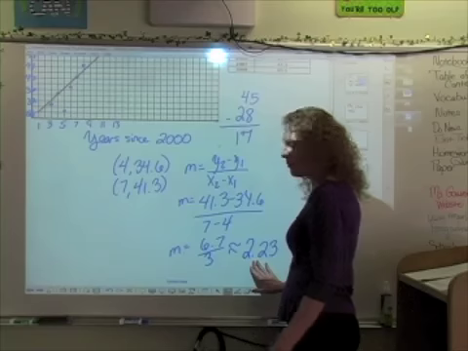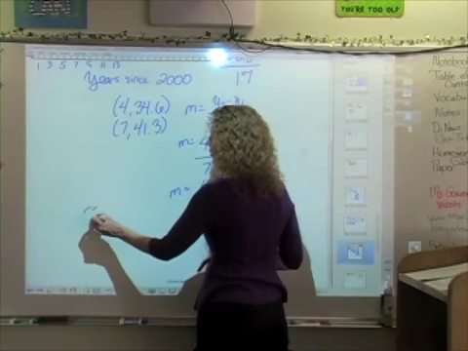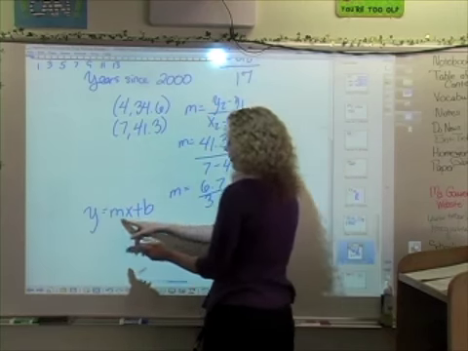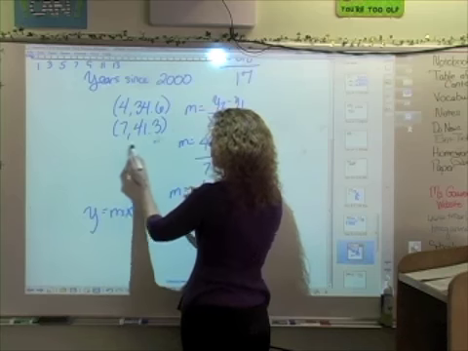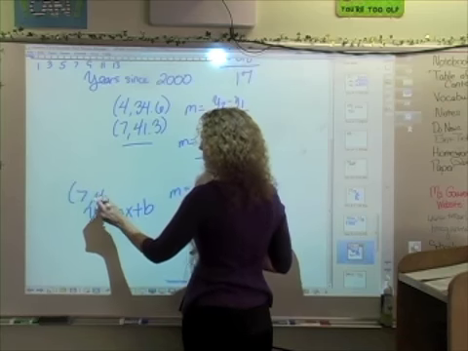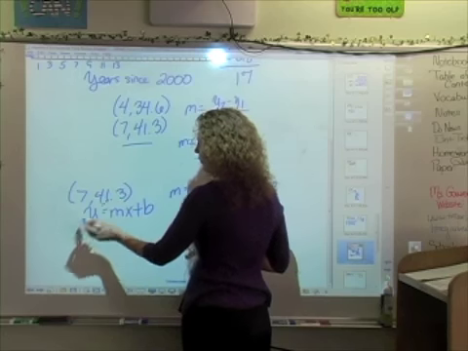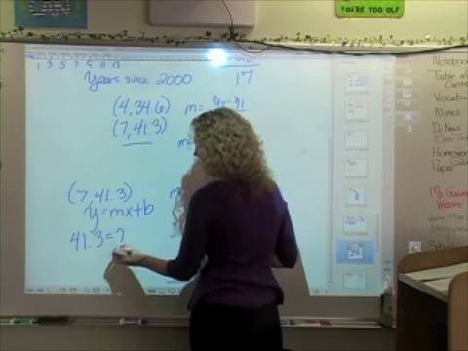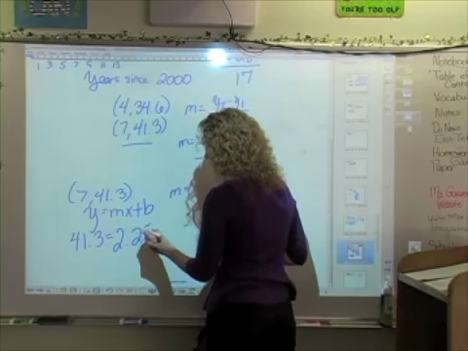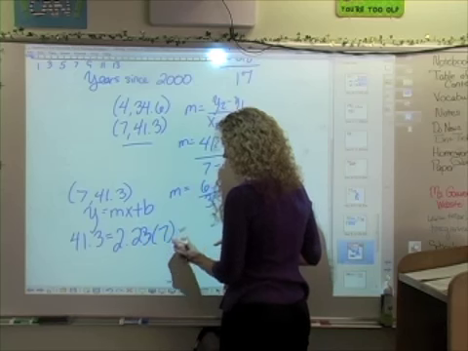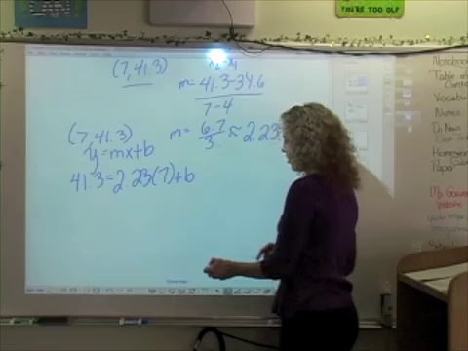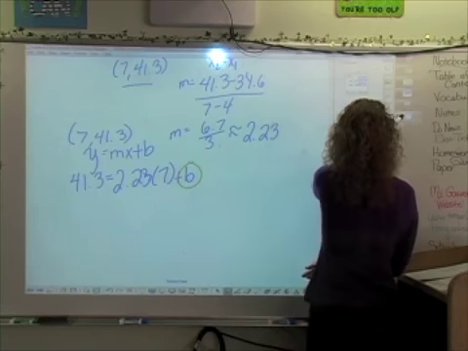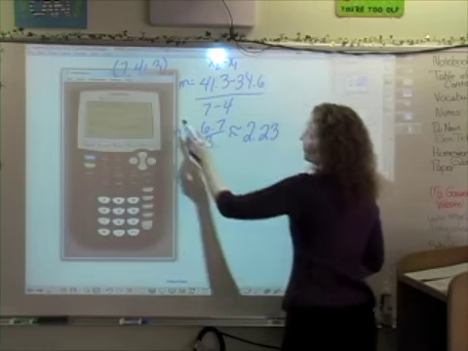Now if this is my slope, that substitutes in for m in our y equals mx plus b format. So this will go in for m. And I'm going to just choose one of the quarters. I'm just going to choose that last one just because I'm looking straight at it. 41.3 will go in for y. 2.23 goes in for m. And for x, we're going to substitute in the 7. And we're going to solve this for our b value. We need to solve it for our b so that we can get that y-intercept.